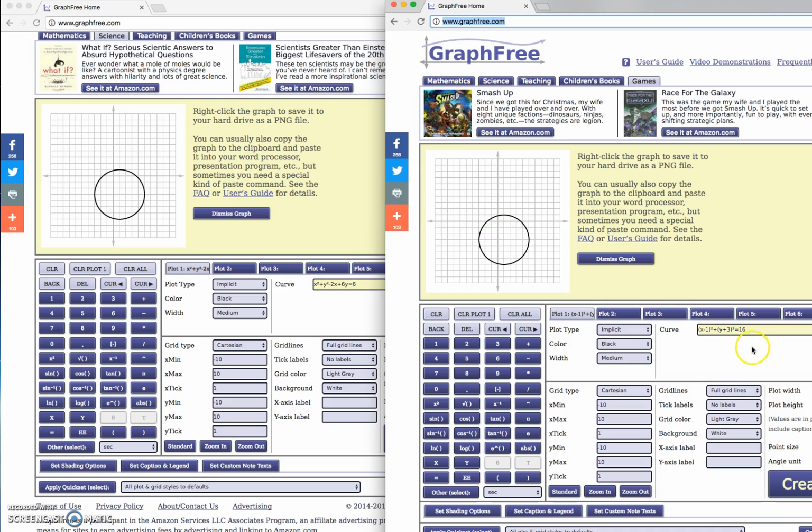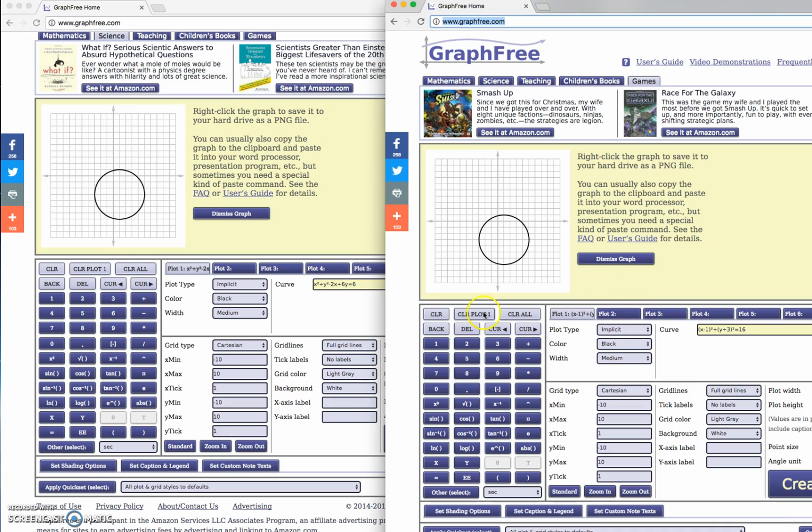And then over here, I've got the graph of the quantity x minus 1 squared plus the quantity y plus 3 squared equals 16. Check out my center. It's at 1 comma negative 3, and it's also got a radius of about 4.